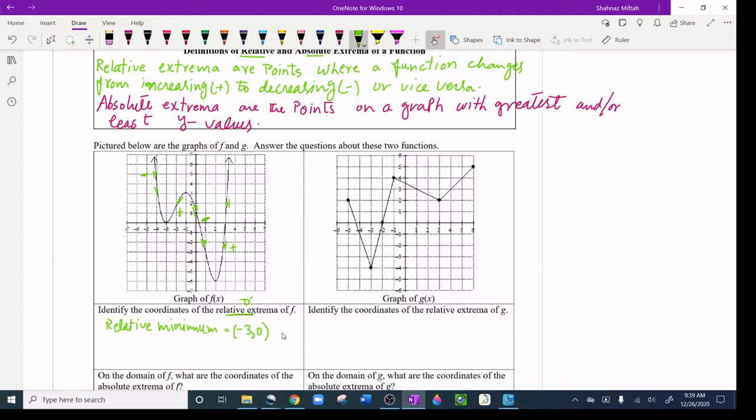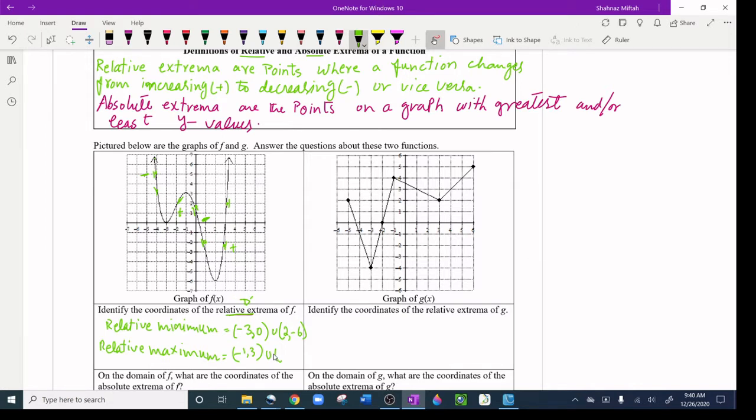Now what is my relative maximum? Maximum means positive to negative. So this is positive and that's negative. The sign changes at x = -1, so it's (-1, 3). I think that's the only one. I don't have another one because the other is negative to positive. So this is my relative maximum.